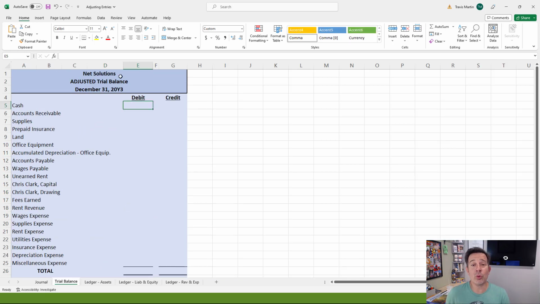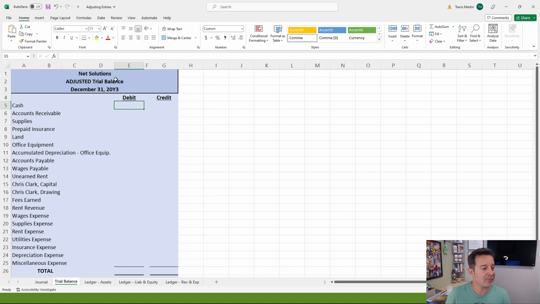Again, we're going to pull it. If it's a debit on the ending balance, we've got to make sure it's a debit on the adjusted trial balance here. So we'll start pulling the numbers. We've got cash.